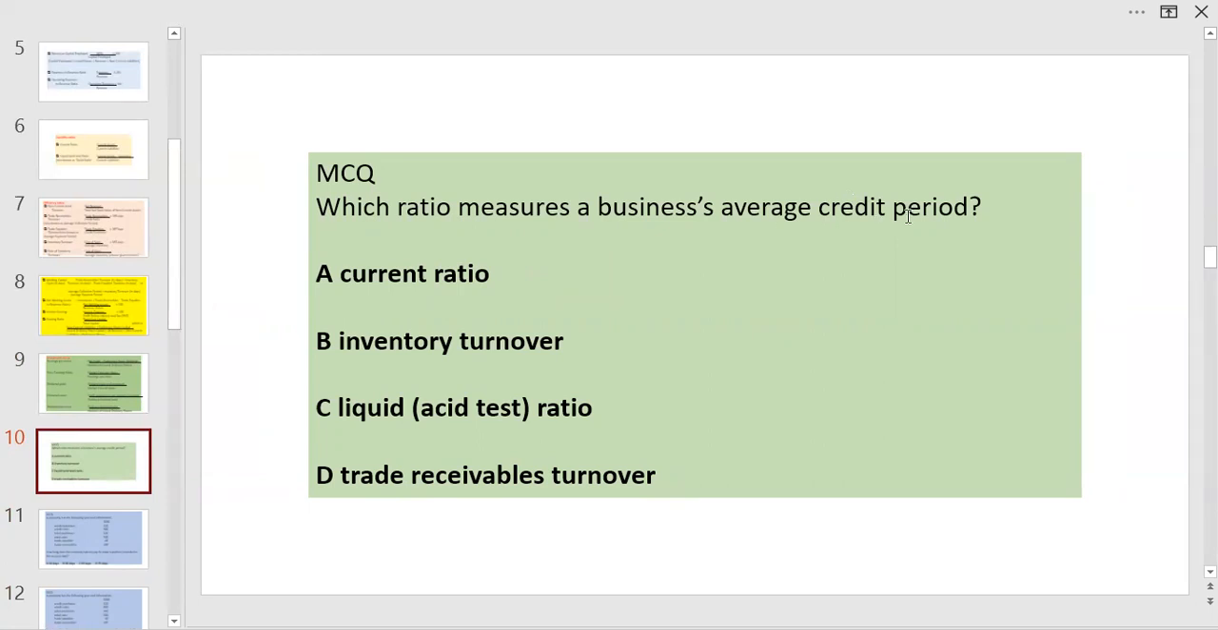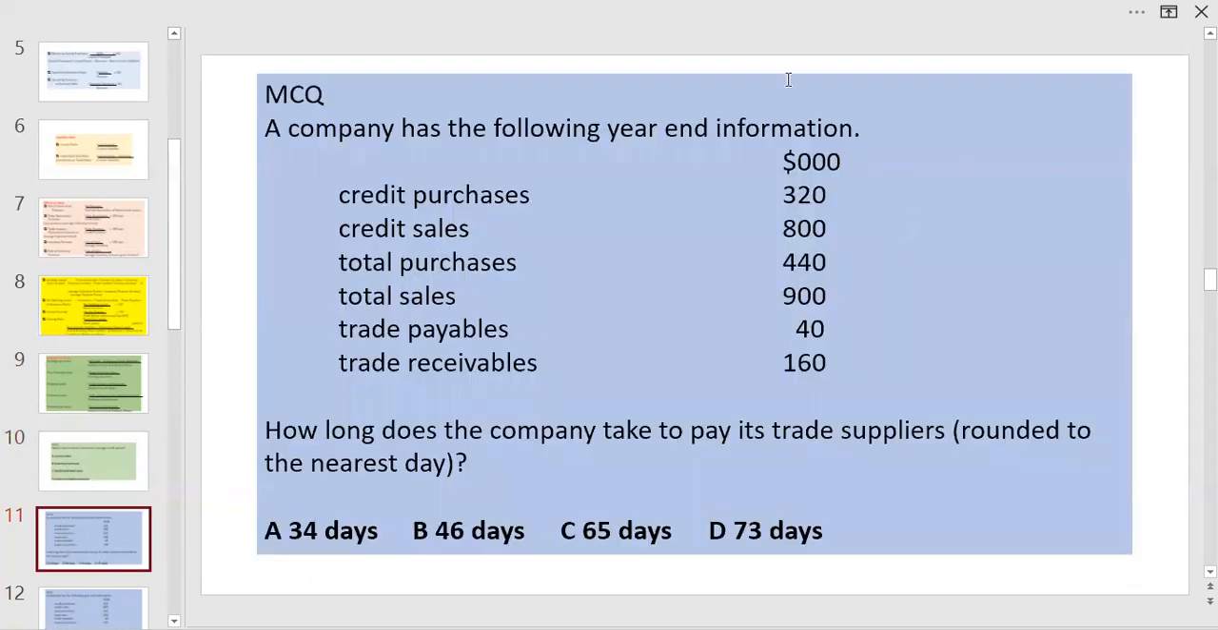The next MCQ, perusing the information given, you are required to calculate the number of days you take in order to pay your suppliers.